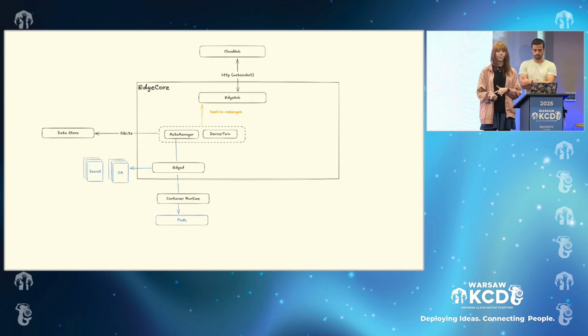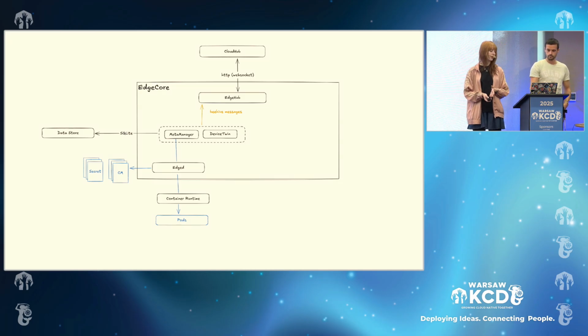So the meta manager is a cache and message processor, and it stores data like the pod state and config map contents in a lightweight database. This is like an SQLite database, and this is so that when your node disconnects, it's still functional and has all the data it needs. And then it will sync later on when the connection is back.